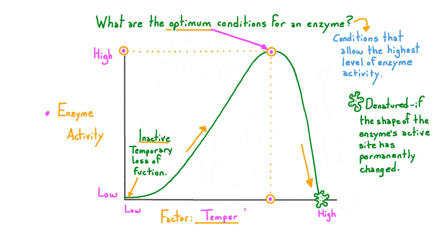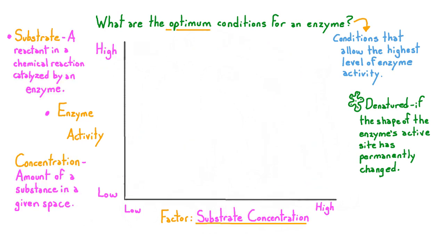Next, let's take a look at how substrate concentration affects enzyme activity. So substrates, again, are the reactants in a chemical reaction that's catalyzed by an enzyme, and concentration refers to the given amount of a substance, such as a substrate, in a given space. Now the graph has a concentration gradient of substrate molecules from low to high. Let's see how an enzyme's activity is affected by this.